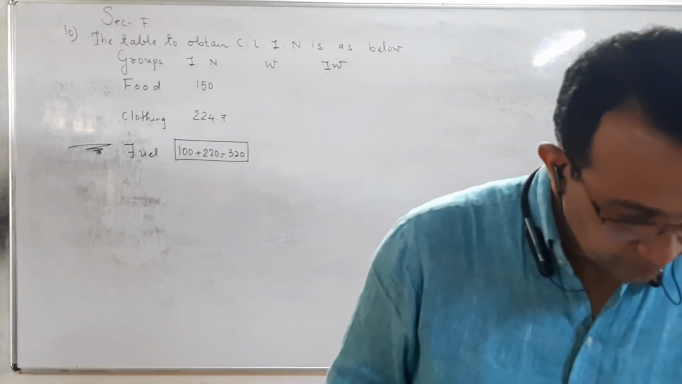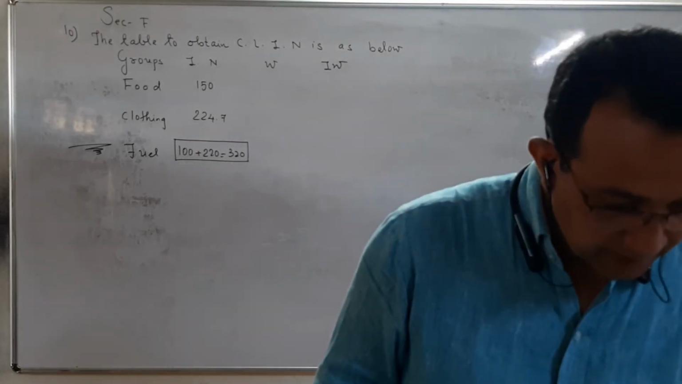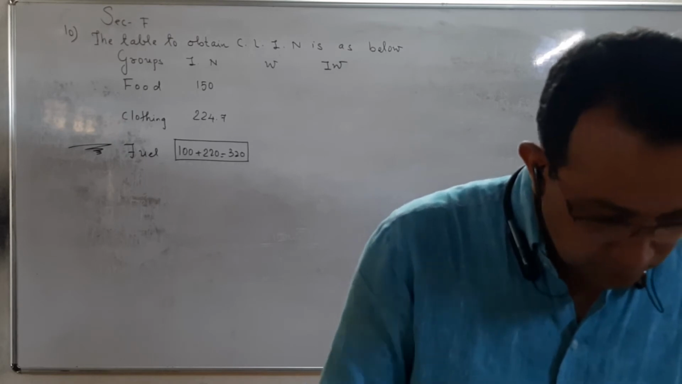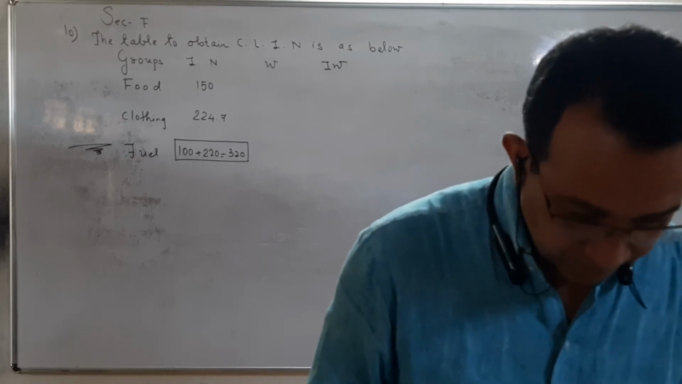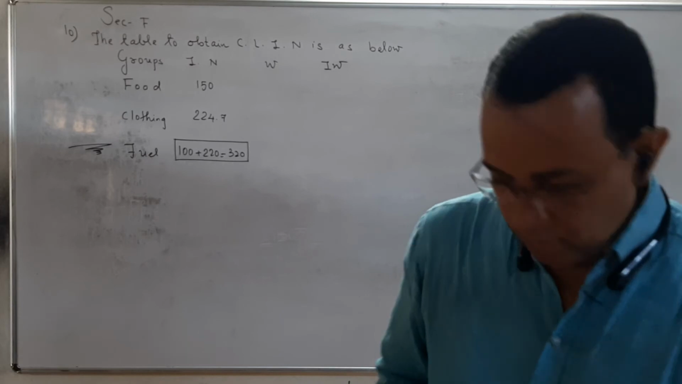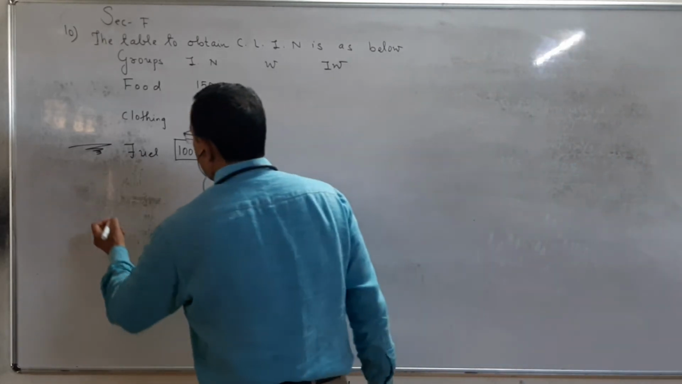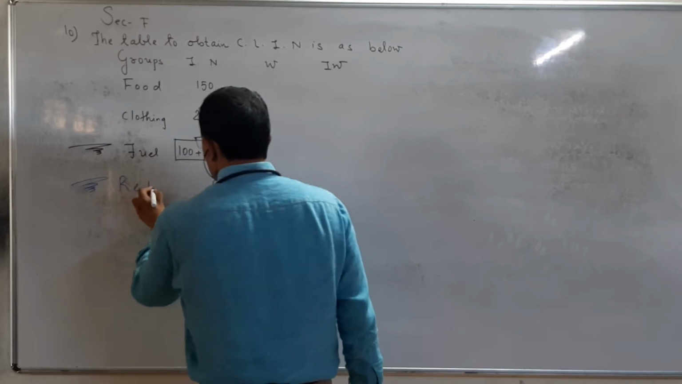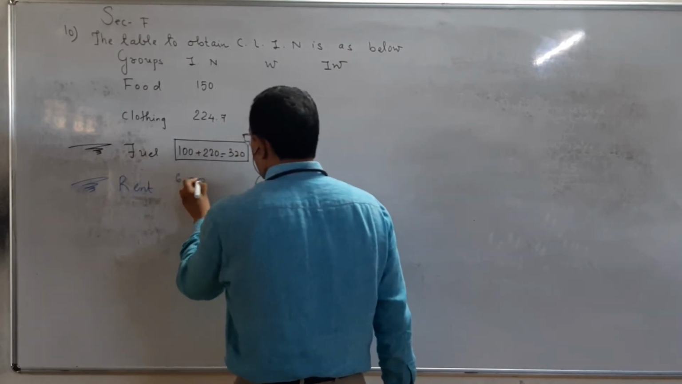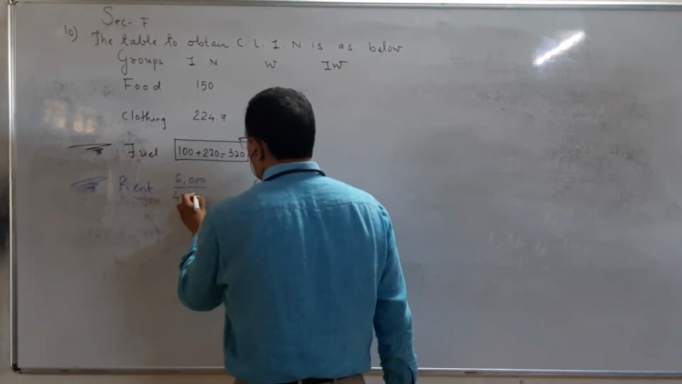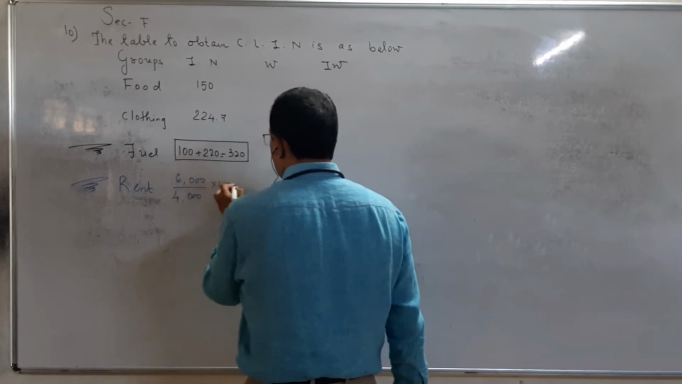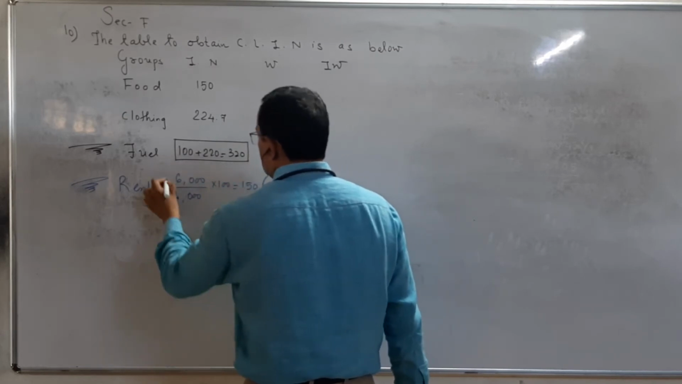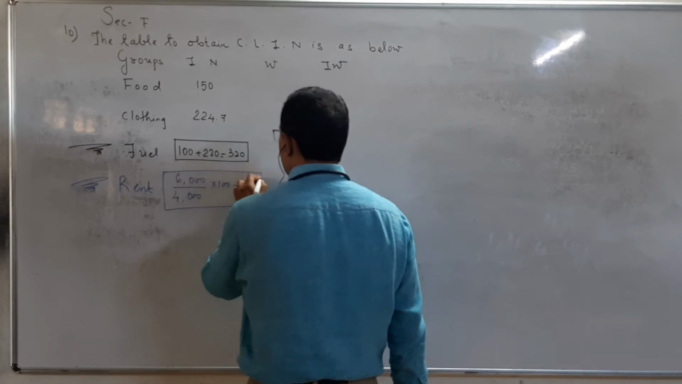Then students, the expense on rent has increased from 4,000 to 6,000. So rent, the next group students we are emphasizing is rent. So index number for rent will be 6,000 upon 4,000 into 100, and this works out to be 150.